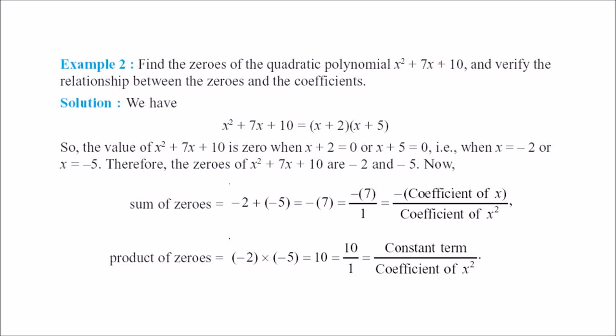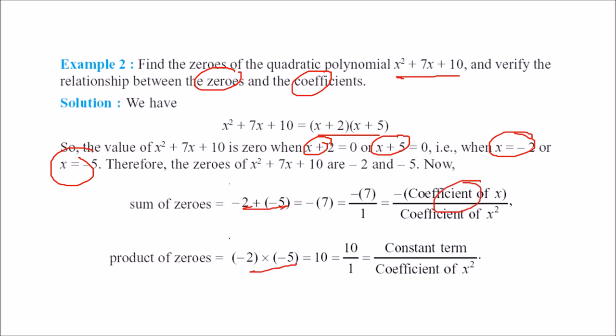We have to find the zeros of this polynomial, and we have to verify also the relationship between the zeros and the coefficients, which we are discussing in this section. So x square plus 7x plus 10 can be written like this: (x plus 2)(x plus 5). Place it equal to 0 because we want the zeros. So x plus 2 equal to 0, x plus 5 equal to 0. x will be minus 2, and x will be minus 5. And minus 2, minus 5, just sum them, product them, and take minus b by a, c by a. This will be exactly similar.